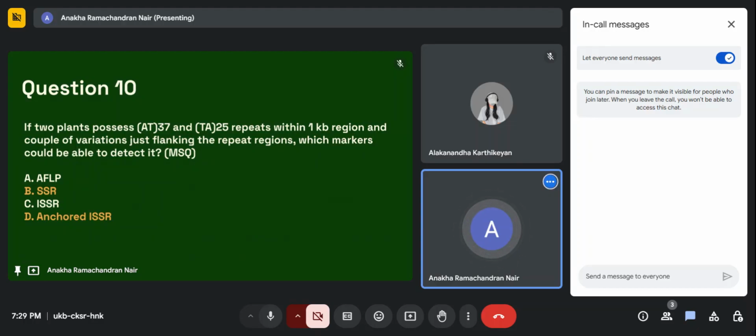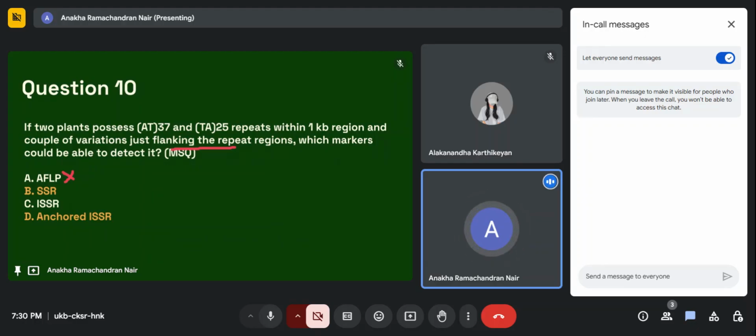So AFLP is not for repeat sequences, right? It is for restriction enzymes. So that is not correct, right? SSR, ISSR, and anchored ISSR are for repeat sequences. But the reason why ISSR is not correct is because it doesn't do anything for the flanking regions of the repeats, right?